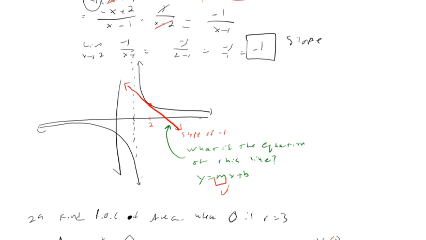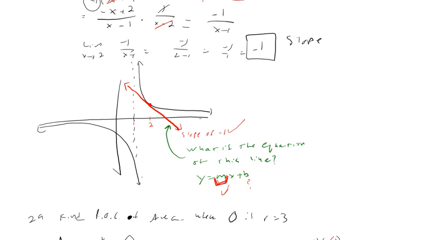So we know the slope, yeah? We're good? We know the slope. That's one thing. If I know the slope, I need one more thing about the line to be able to find the equation. I need to know my y-intercept, right? The problem is, I don't have the y-intercept. I don't know what it is. But what do I know?